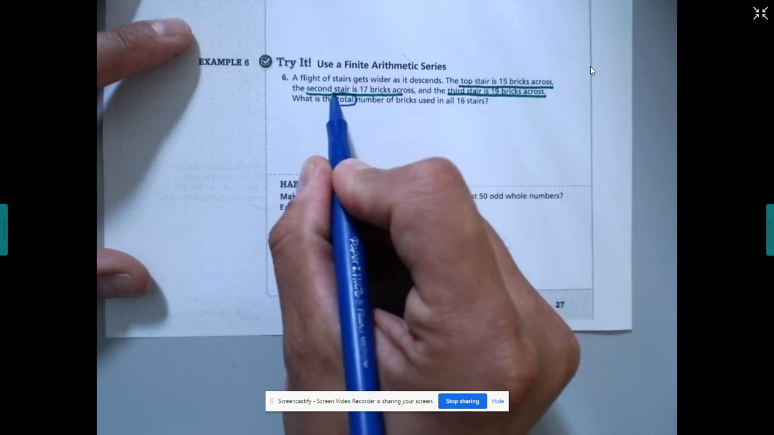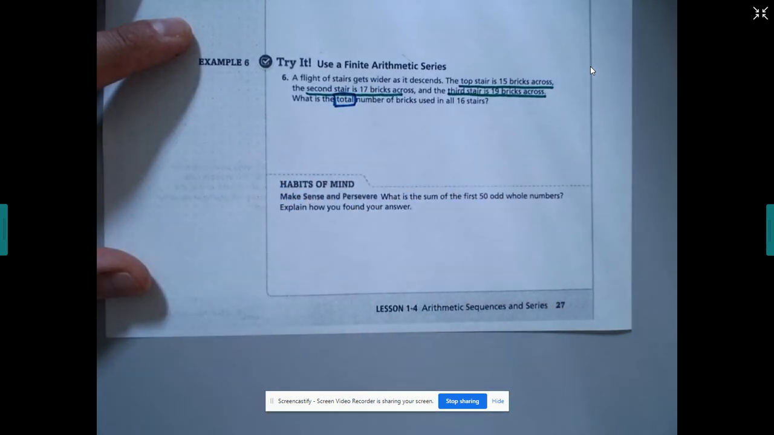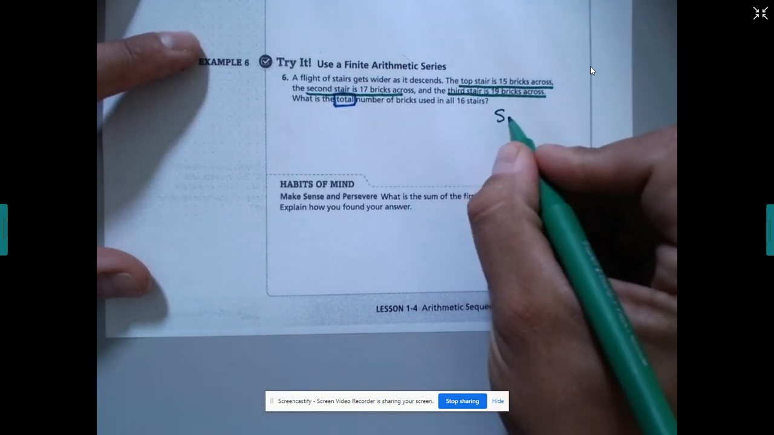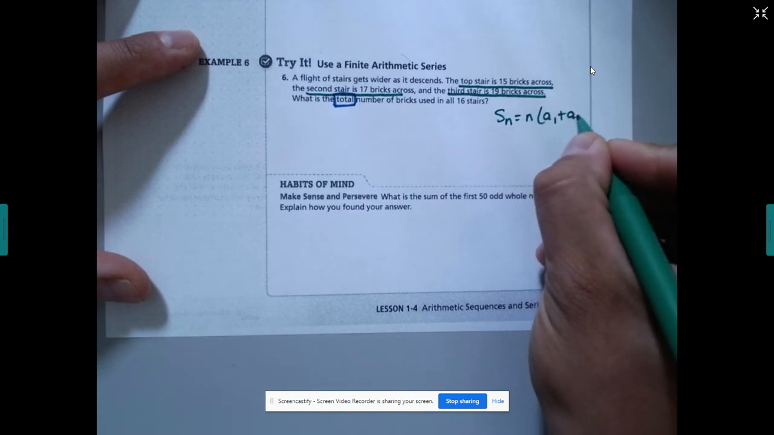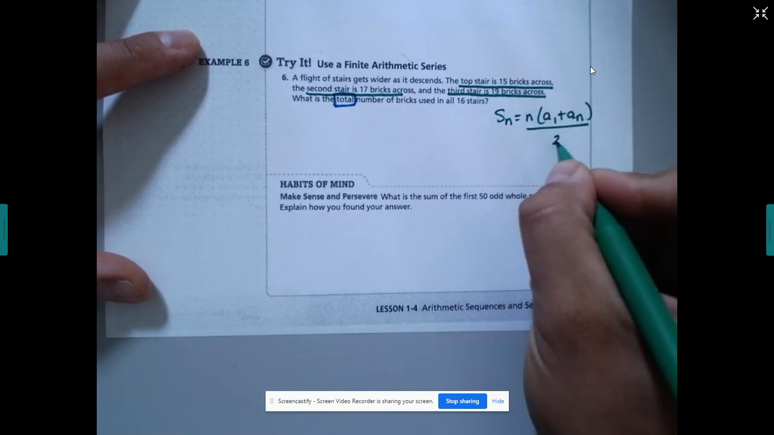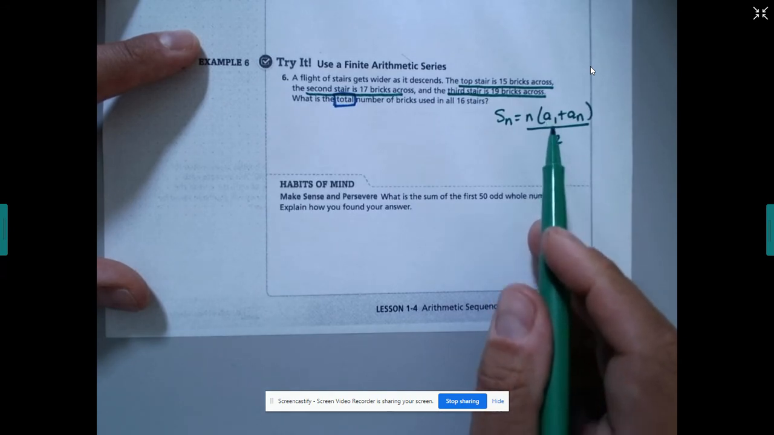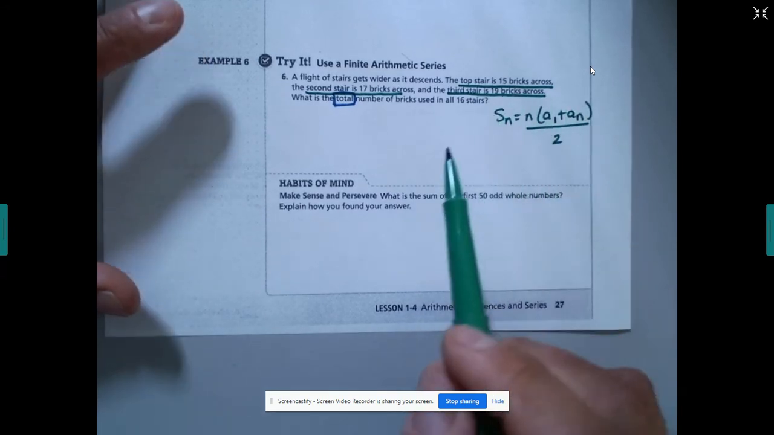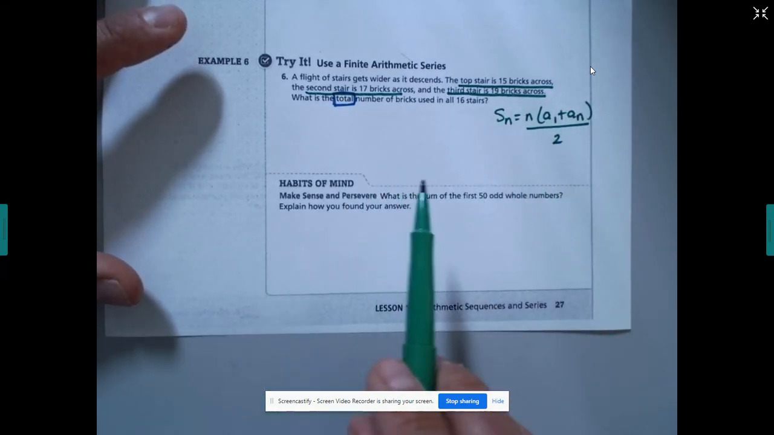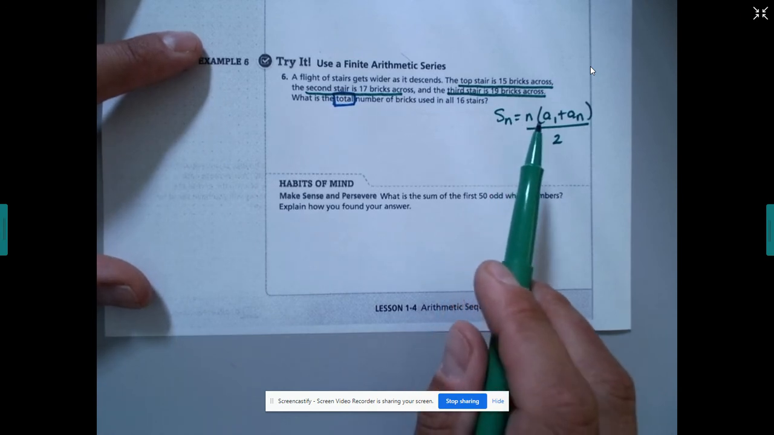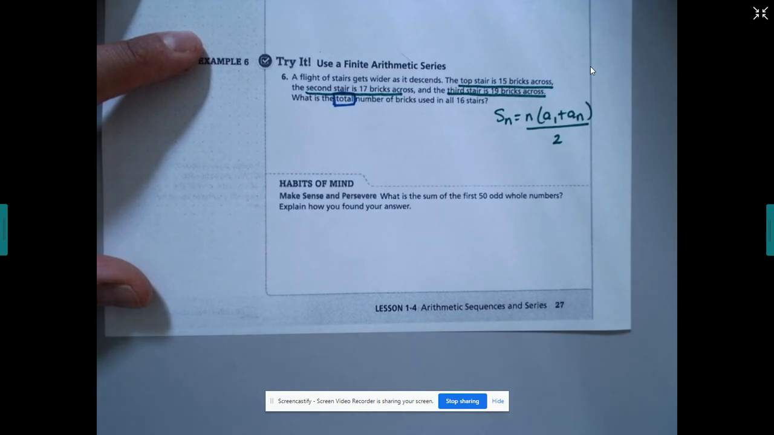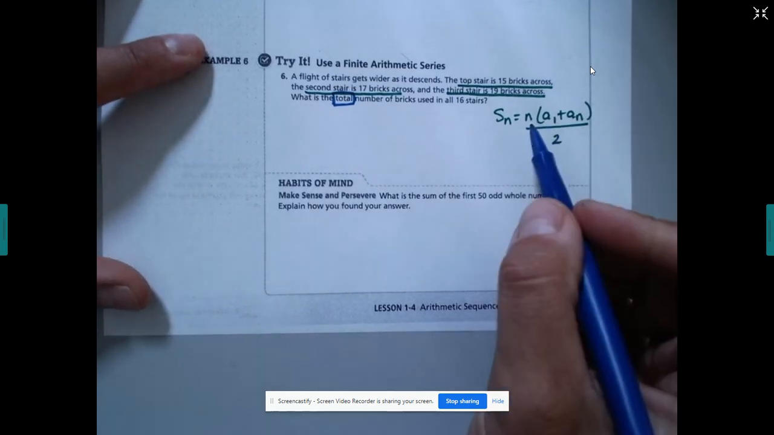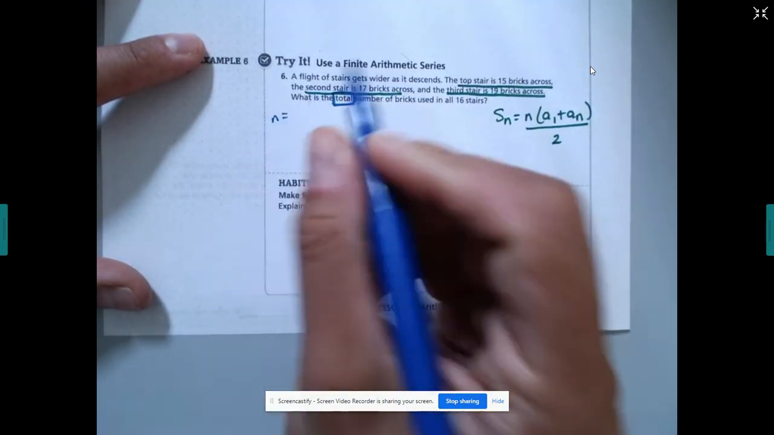This word right here is extremely important. Total. Whenever you see the word total, that means we are going to have to do a series. We are going to have to use this formula to get our final answer because this is a sum. This is the total. And to use this formula, I have to know these three things. What's n, what's a1, and what's an. Without those, I wouldn't be able to do it. So let's see if we can figure out what they are.